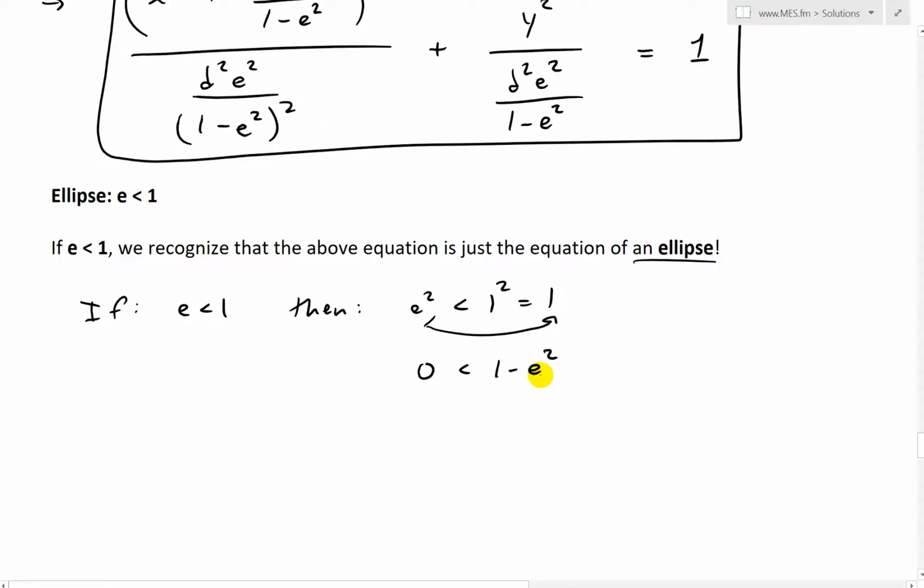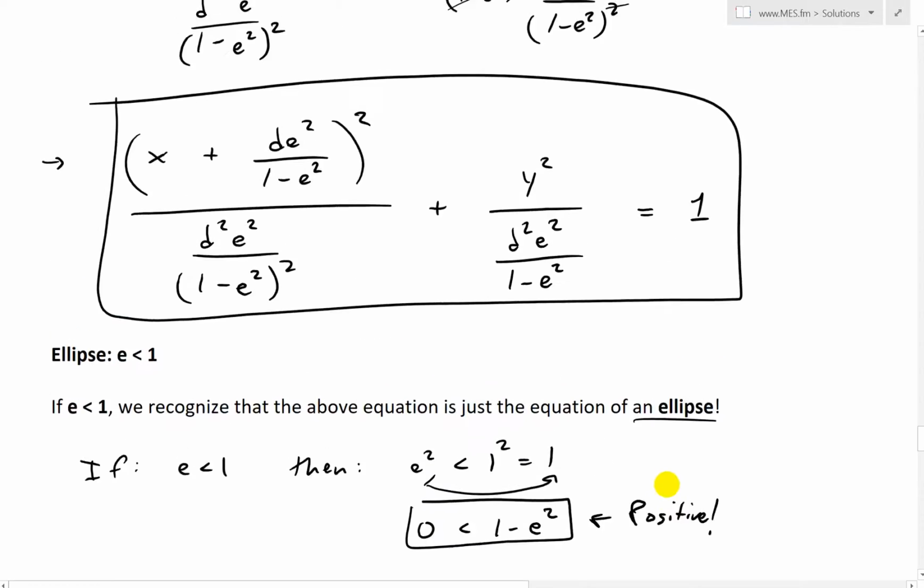In other words, this is negative. So 1 minus e squared is negative. Actually, I mean positive, not negative. This is greater than 0, this is positive, like this, my bad. So this is positive, not negative.